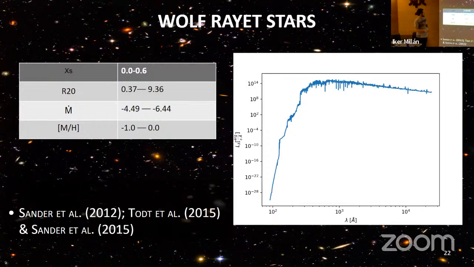And we are using the ones from the Potsdam group, from Sander et al. 2012, Todd et al. 2015, and Sander et al. 2015. They are classified by chemical type, like carbon and nitrogen, and that depends on the abundance of hydrogen in the shells of the atmosphere. They have a very high mass loss rate in solar masses per year, and they have metallicities from minus one solar to solar, in log.